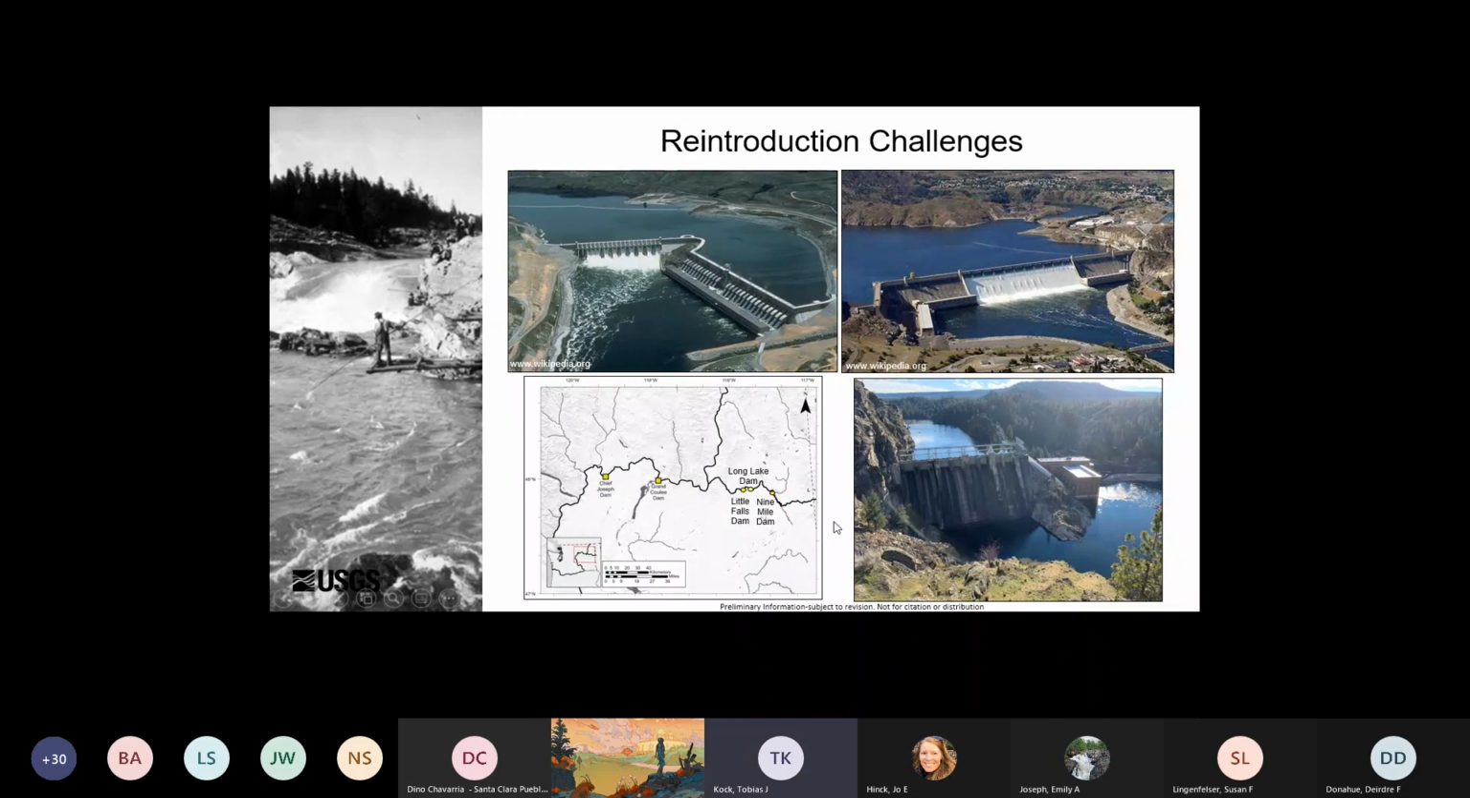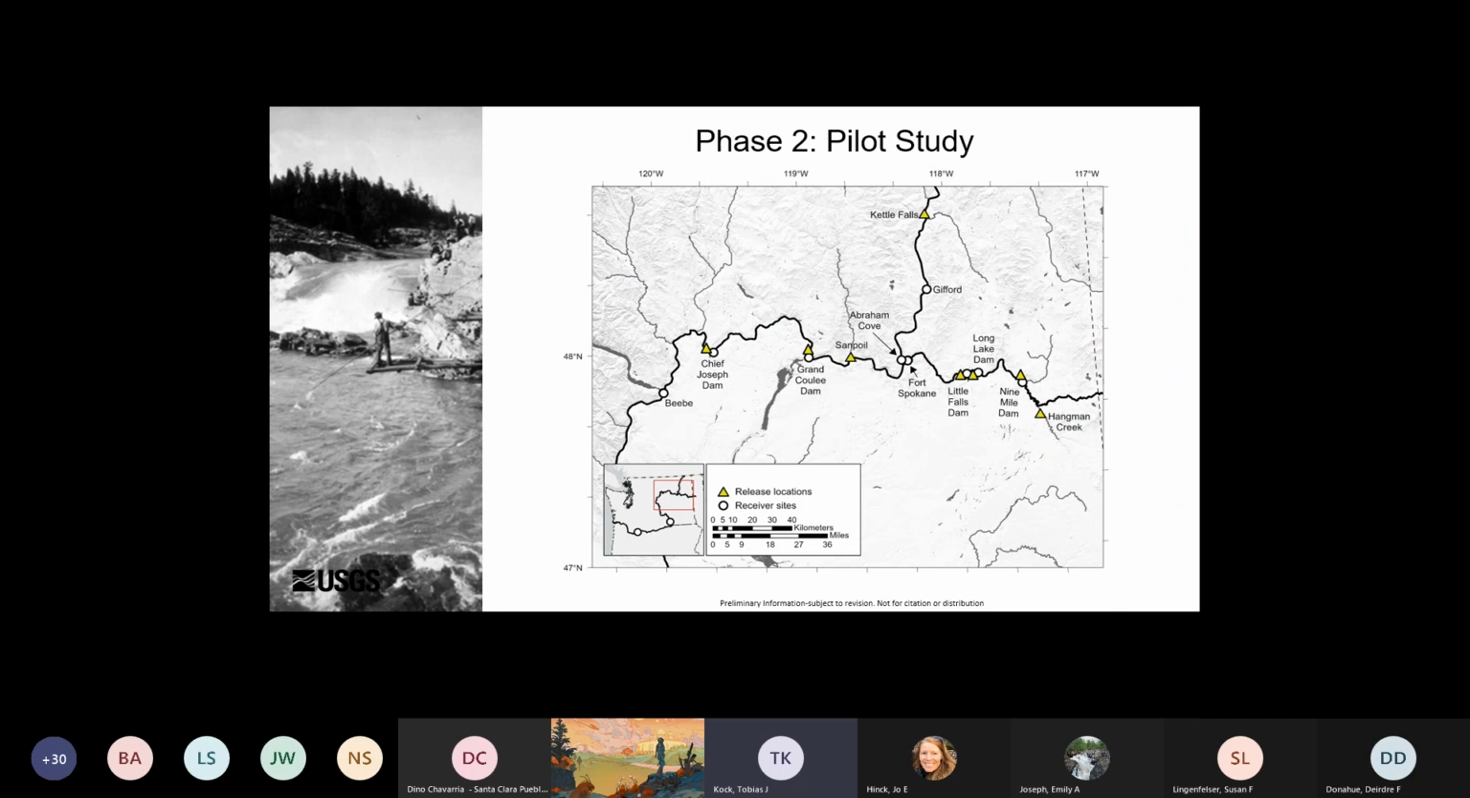Upstream of Chief Joseph Dam, there's 5 dams. 2, obviously, Chief Joseph and Grand Coulee on the Columbia, and 3 on the Spokane: Little Falls, Long Lake, and 9 Mile Dam. This is the middle dam, Long Lake Dam on the Spokane River. And so these last 2 slides are really kind of priming you for the pilot study that we're currently working on with UCUT that I'll talk about in the next slide here.